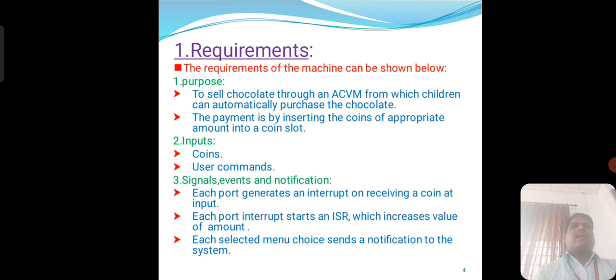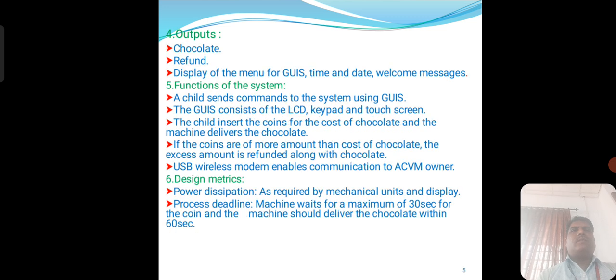Each port interrupt starts an ISR which increases the value of amount. Each selected menu choice sends a notification to the system. Output of this ACVM is chocolates. If extra money is added, then the refund amount will be deducted. Display of the menu for GUIs, time, date, and welcome messages.